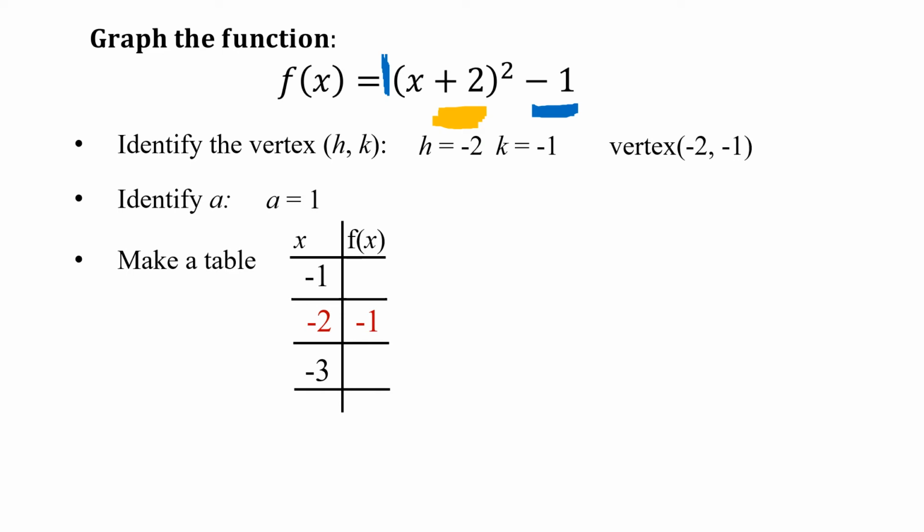Now we have to use our a value. Our a value says that it's +1, which means it's 1 unit up. So therefore, we're going to take that 1 and add it to -1, the y value of your vertex, and get 0. And we're going to get 0 for the one below also.